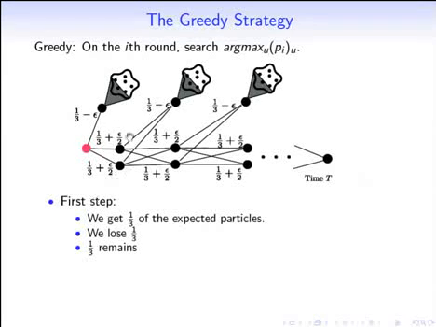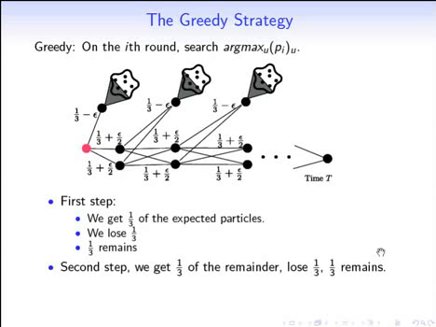So in the first step, it's going to search one of these two bottom nodes because the particle is here with 1/3 plus epsilon over 2 probability in each of these. So we get about 1/3 of the expected particles. We lose 1/3 of the expected particles. That's the particles that made this transition here. And 1/3 of the remaining particles continue to move through the levels. Those correspond to the node that we didn't search down here.